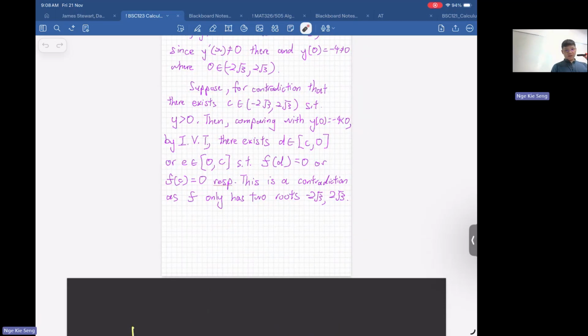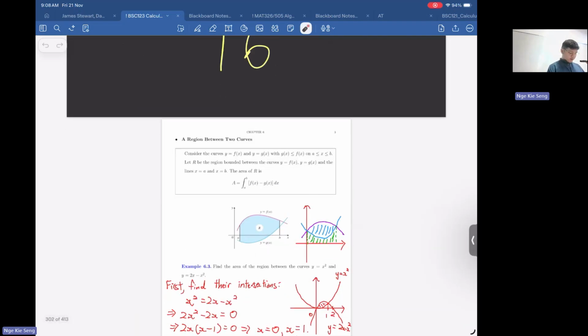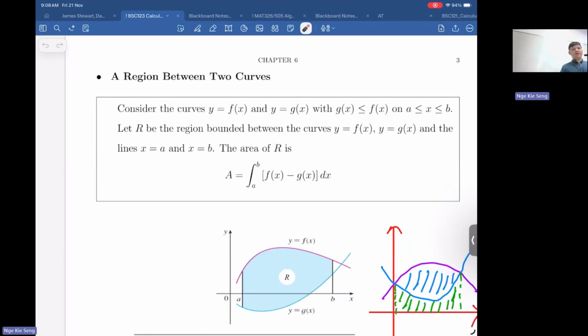Then let's continue. Then how about we want to find a region between two curves? Not just a curve with the x-axis, but curve with curve, bounded by one curve and another. So what we do is you need to make sure that one curve always stays below the other curve. Then we can compute it. It's just the top function minus the lower function, and then you take the definite integral.